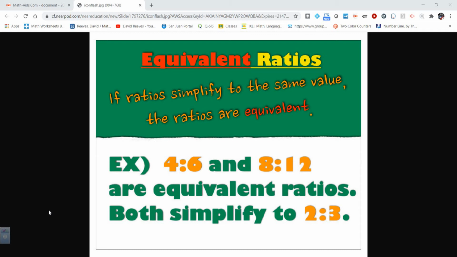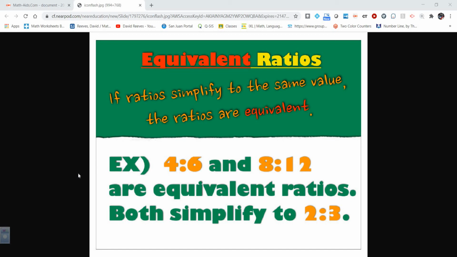And today I just wanted to introduce you to the idea of equivalent ratios. So, in our previous lesson, we talked about what ratios are, which is a comparison of two quantities, or sometimes we say a comparison of two quantities by division. For example, 4 to 6 is a ratio, or 8 to 12, or 2 to 3. Those are all examples of ratios comparing two numbers. Equivalent ratios, as it says right here, are ratios that simplify to the same value.